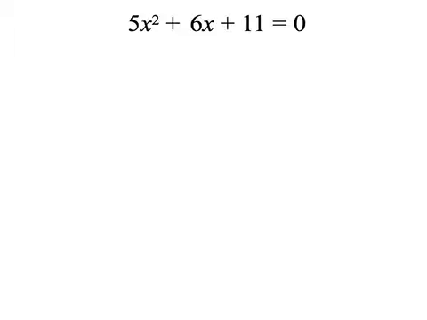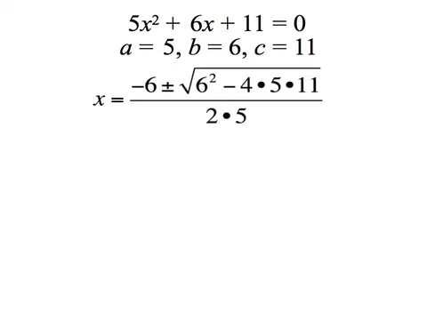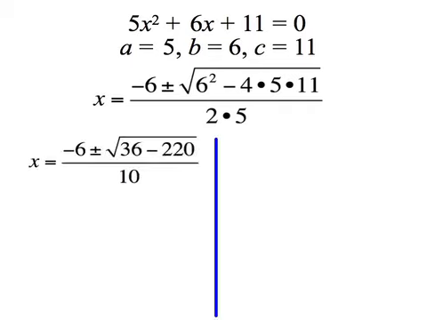Here's a quadratic equation, and we're going to solve it with the quadratic formula. So we discover that A is 5, B is 6, C is 11. We'll plug those values into the quadratic formula as shown. And then we do 6 squared to get 36, and 4 times 5 times 11 to get 220, and 2 times 5 to get 10 in our denominator.